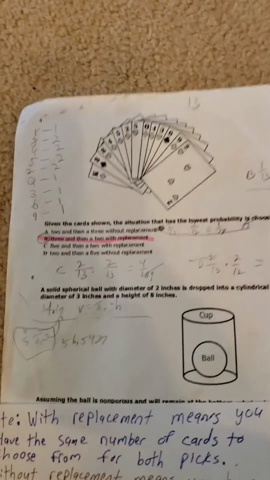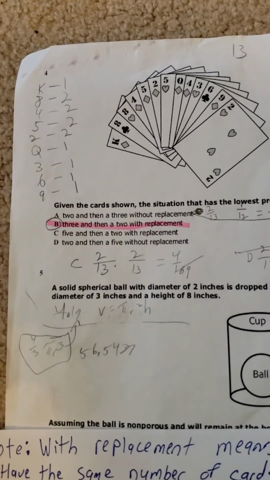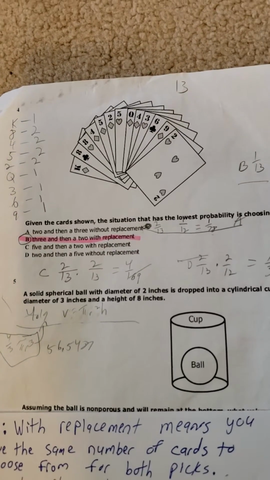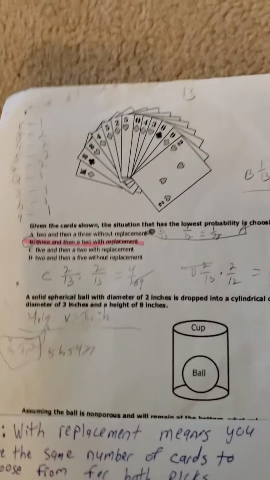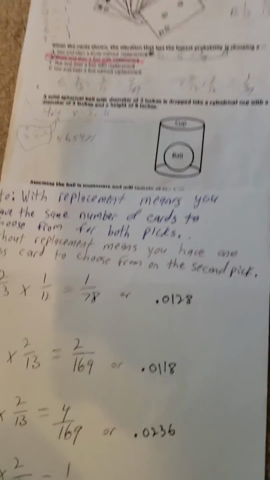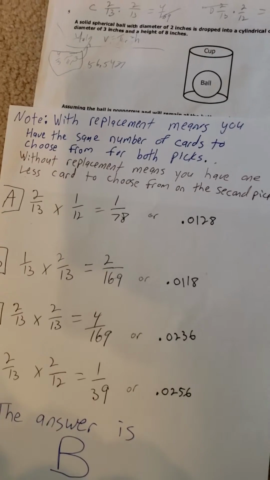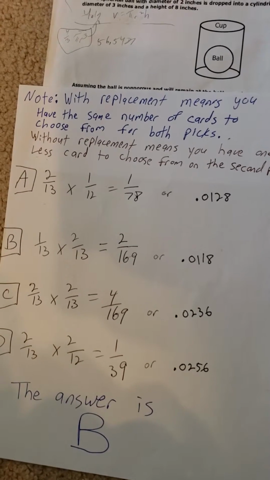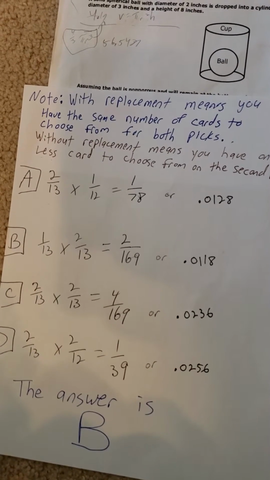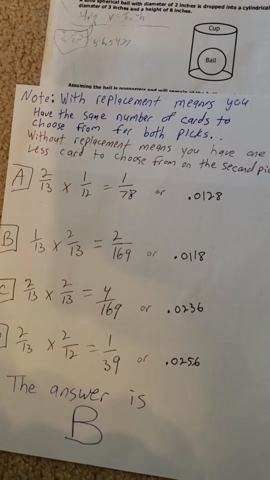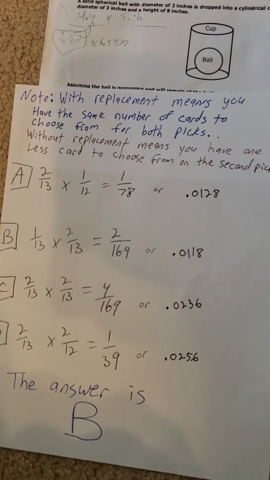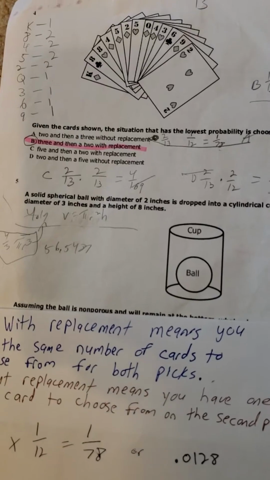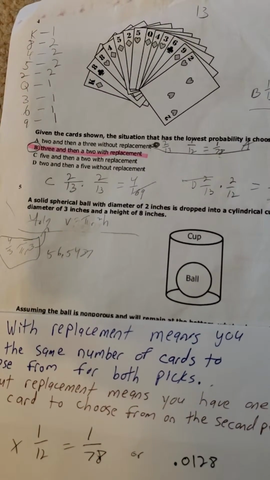So, given the cards shown, which situation has the lowest probability of being chosen? Okay, A says a 2 and then a 3 without replacement. Well, we have to keep in mind, with replacement means you have the same number of cards to choose from for both picks. Without replacement means you have one less card to choose from on the second pick. So again, A says a 2 and then a 3 without replacement.